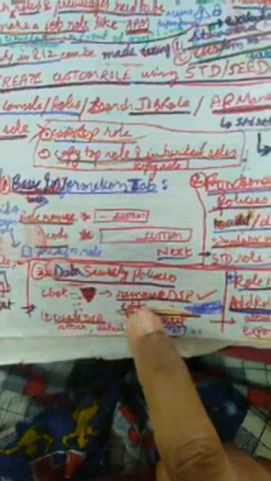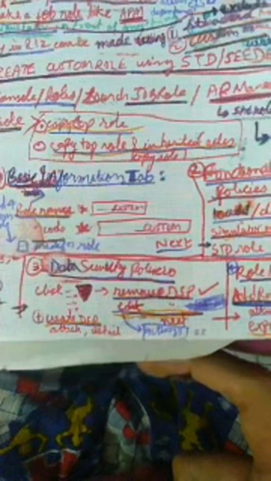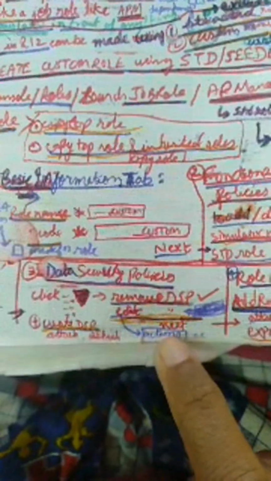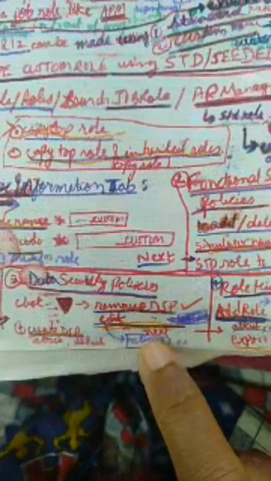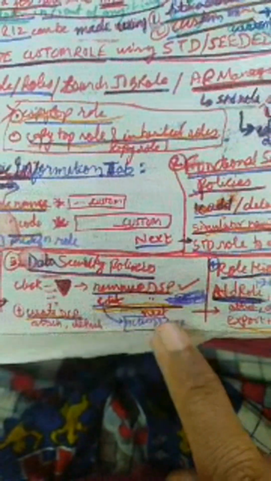If I click on edit, it gives me a list of all the current DSPs, and there I can click on the action button to check or uncheck whatever is needed, either deletion or making any changes.